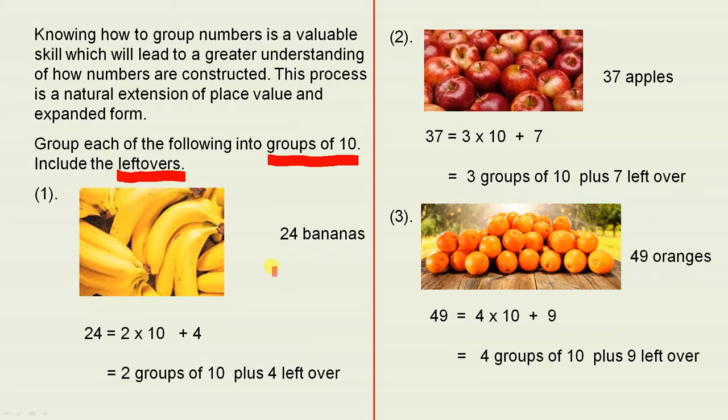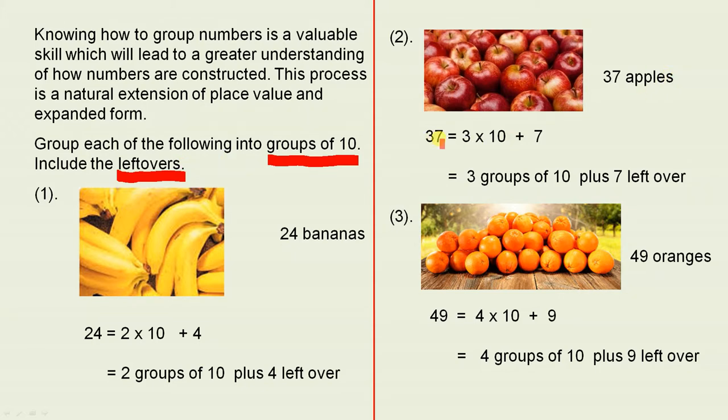If we have 24 bananas, we know that 24 equals 2 times 10, because that's in the tens column. And you have 4 left over because that's not enough to make a group of 10. So we have 2 groups of 10 plus 4 left over. That's what it means: into groups of 10 and what is left over.